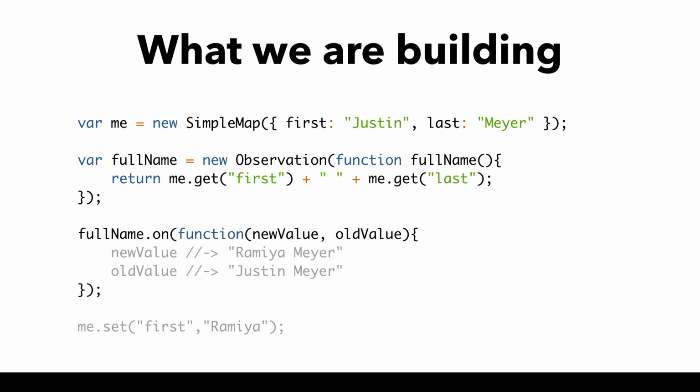We can listen to when full name changes by calling on and passing it a callback handler. When we change any of full name's source observables, in this case me's first property, the change handler will be fired. This is what we are going to be building, a simple map and an observation. But in order to build them, we will also be building a tree library and a queue library.